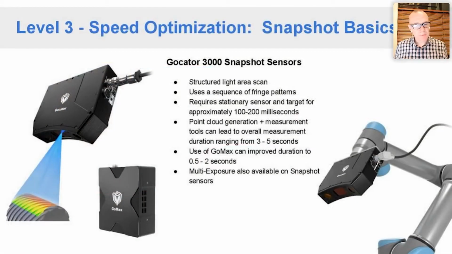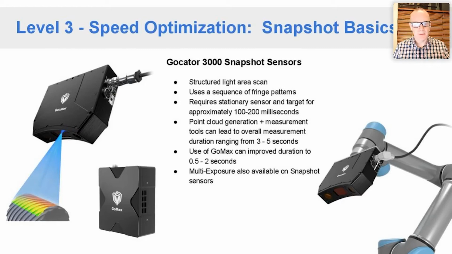A note about the snapshots, they work a lot differently. They're not line profilers. They scan an area and they use structured light. And so that process that we use is called fringe projection. So it runs through a sequence of patterns. And this requires both the sensor and the object to be stationary for a short period of time. It's usually between 100 and 200 milliseconds. But it generates all of those points in that area.